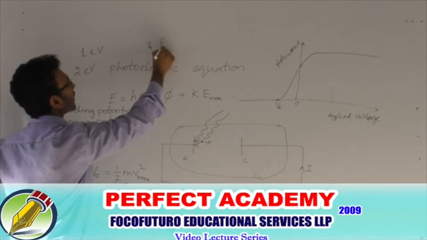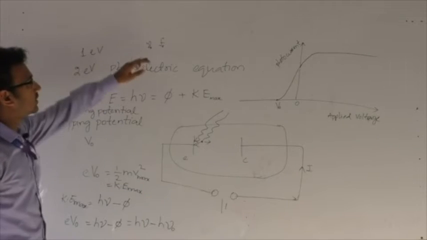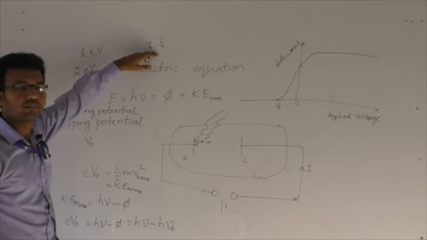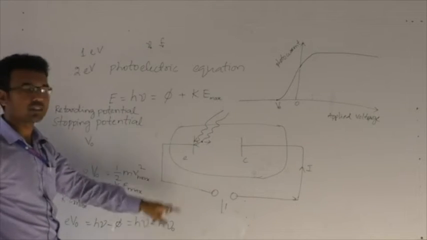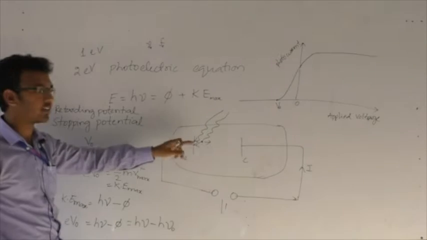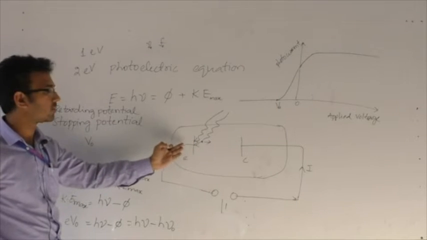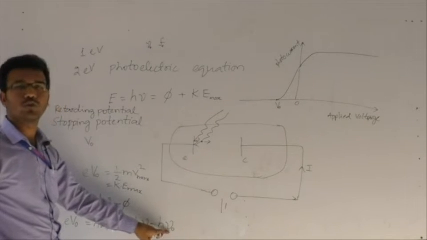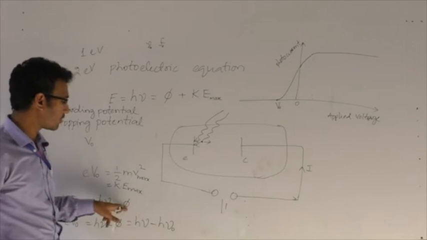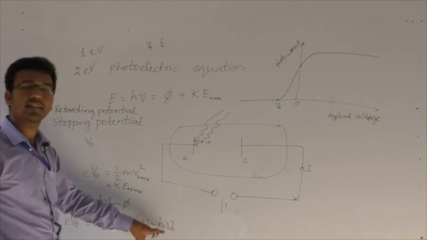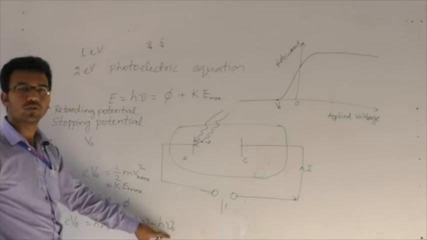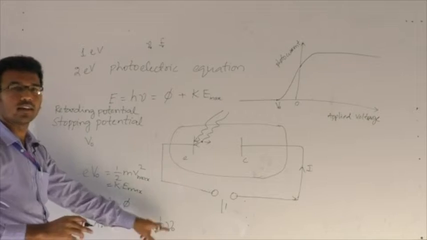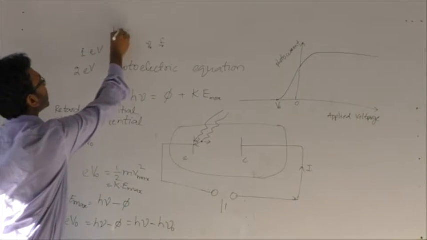So nu naught or f naught, these are the threshold frequencies, meaning this is the minimum frequency of light that is required in order to eject an electron from a given metal surface. So this is the threshold frequency. So phi, the work function of the metal, can be given as h nu naught. So if the frequency of light is just nu naught, then h nu naught equals phi.